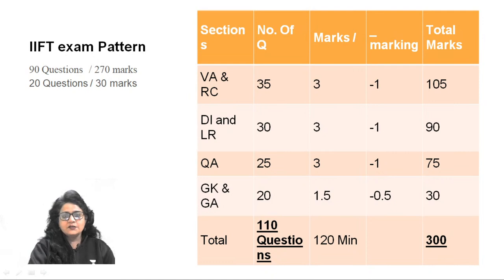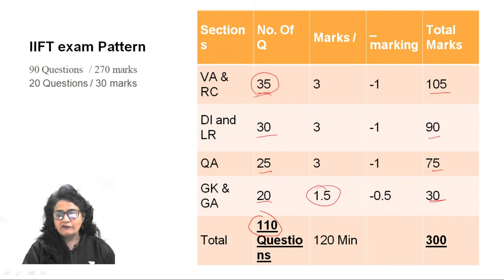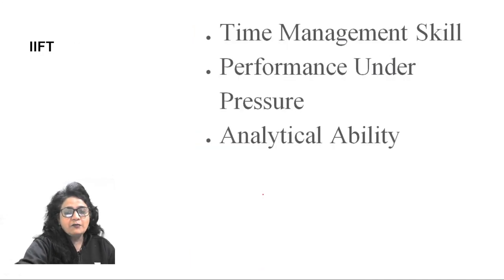A very short synopsis of what I discussed yesterday. 35 questions of verbal ability, the most important and most dominant area of the entire IIFT. Out of 110 questions, 35 are going to be verbal, overall 105 marks. Followed by LRDI, that's going to have 30 questions for 90 marks. Quantitative ability, 75 marks, right? GK and GA will have 30 marks because each question is going to carry 1.5. So do not waste much time on GK.